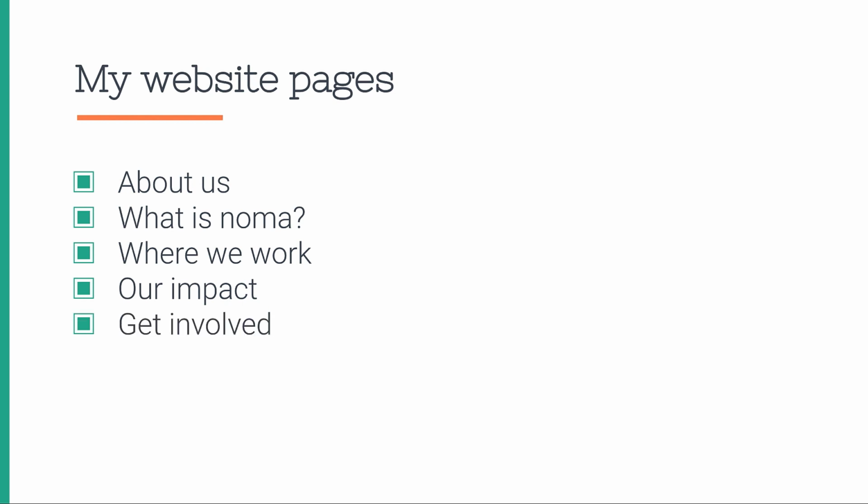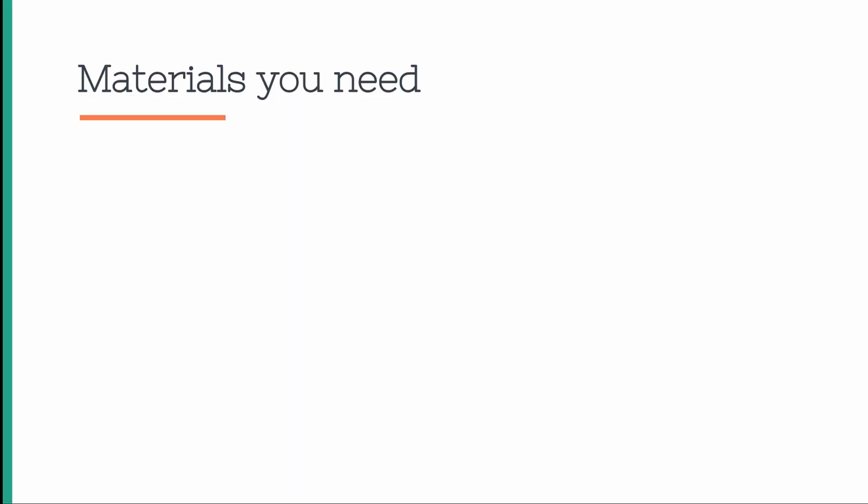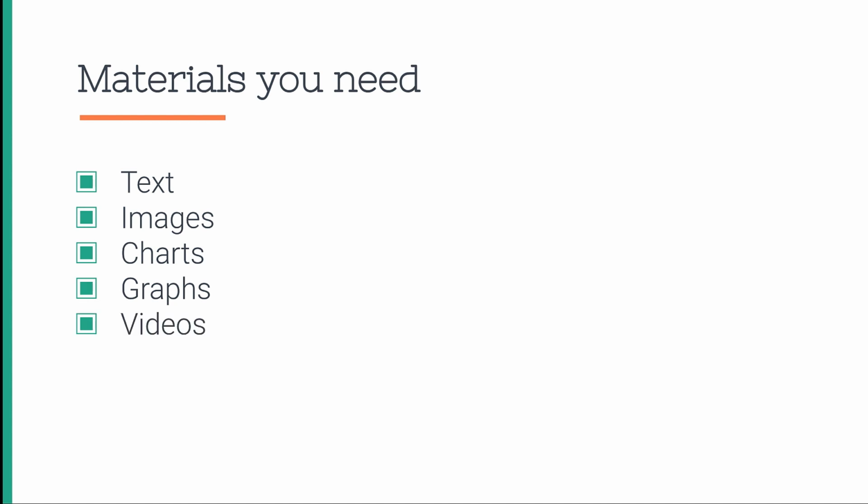Get Involved will be a place where I explain why I need donations, what I need donated, and what resources I'll need to carry out my plan. Your website might have different pages. If you look around at different charity websites, you'll find they're all a little bit different. So first I need to gather my materials. The materials I might need would be text, images, charts, graphs, videos, references, maybe maps. All of this will be the main information on my website.